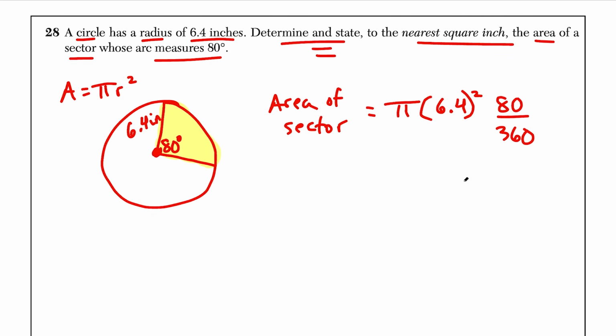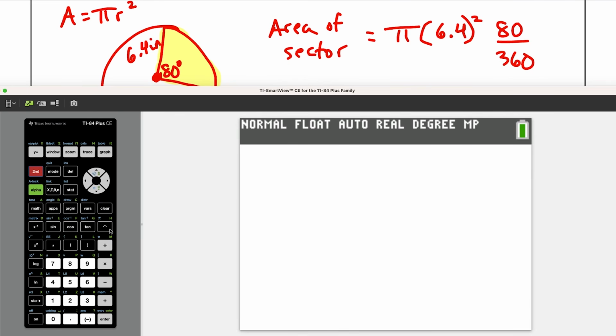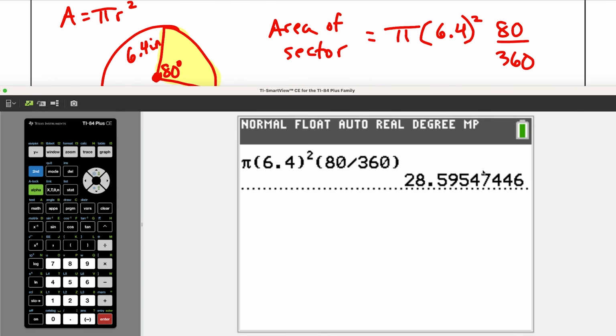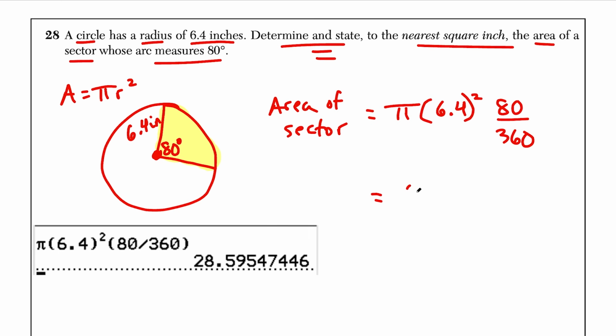So now we just have to type this in. We have pi, that's second and the up arrow here. We have 6.4 squared. So 6.4 in parentheses, and we square it. And then we're going to multiply that by 80 over 360. So I'm just going to put a parenthesis here and say 80 divided by 360. Now once we multiply all of this, our solution to the nearest whole number is going to be 29. So our solution is 29 square inches, but once again, we don't get graded on our actual units.